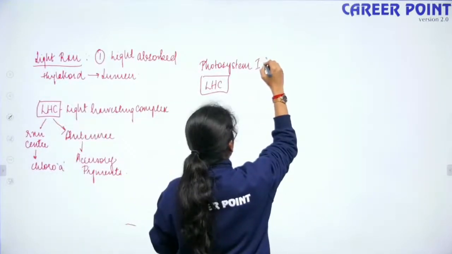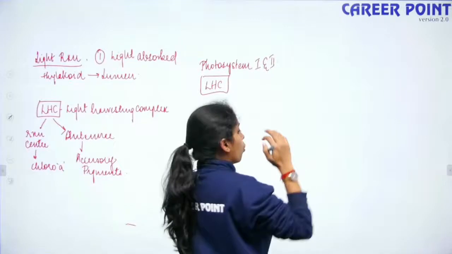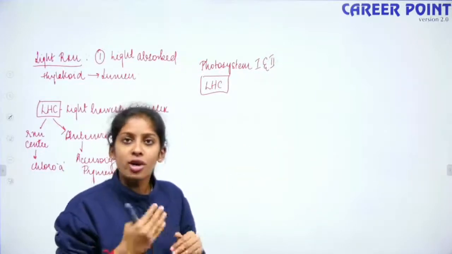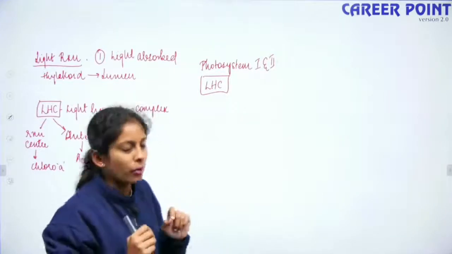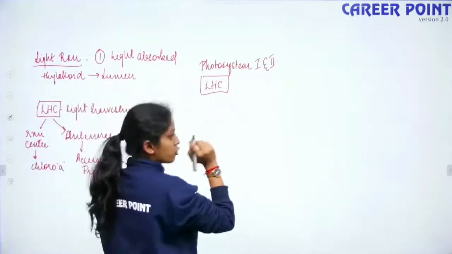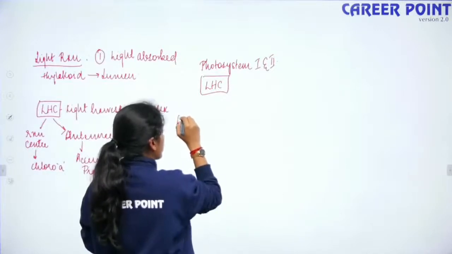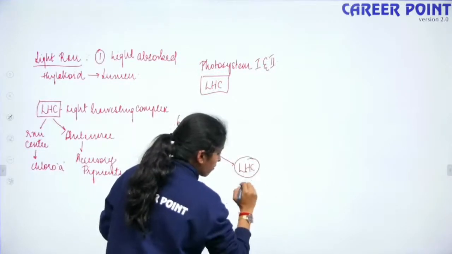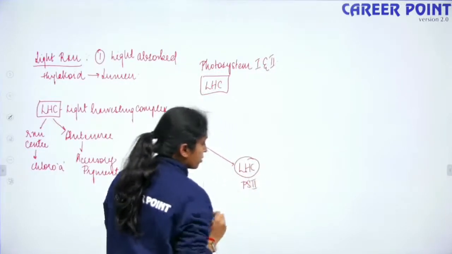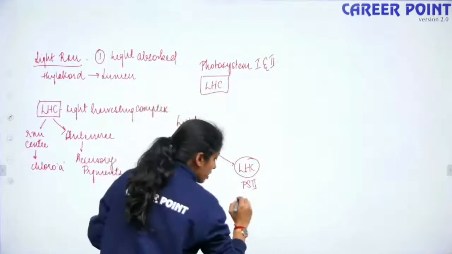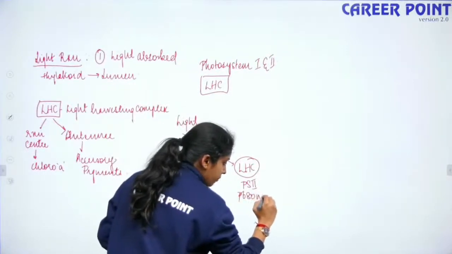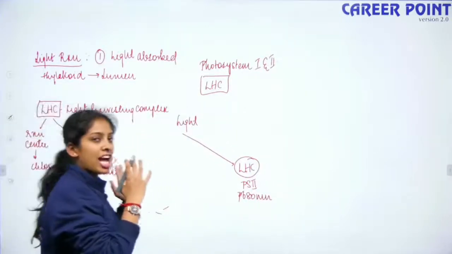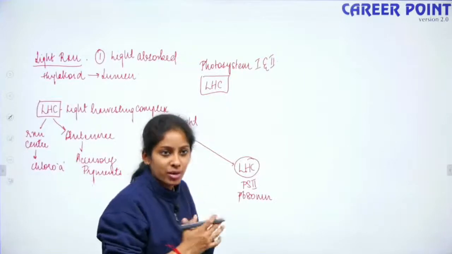You have photosystem 1 and photosystem 2. 1 and 2 are named in the order in which they were discovered, not in the order in which they work. So you have two photosystems. First, light will fall on the LHC of your PS2. PS2 has a wavelength of around 680 nanometer, so the LHC molecules in PS2 trap the wavelength at 680 nanometer.